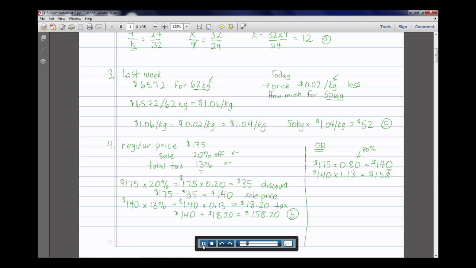Now you can use whichever method works for you. If you've been taught this way to work it out step by step, then do it that way. If you understand, if you've been taught the shorter method, then you can do it that way.